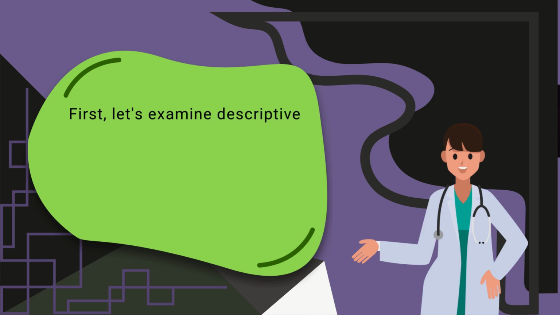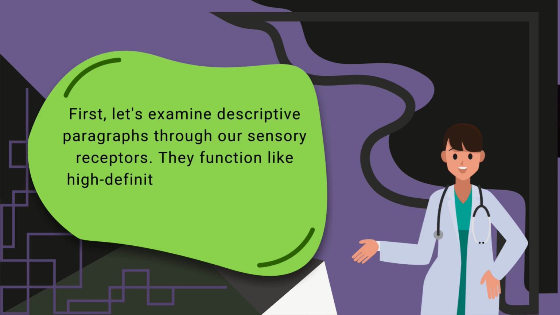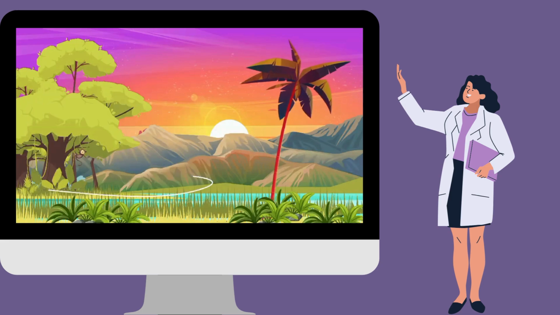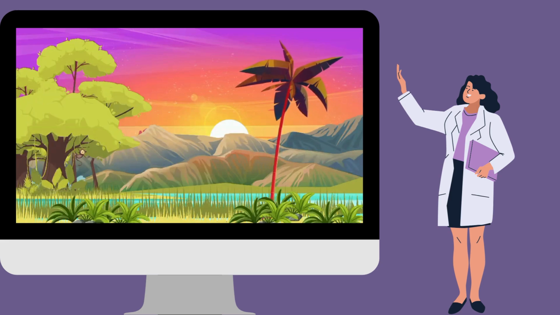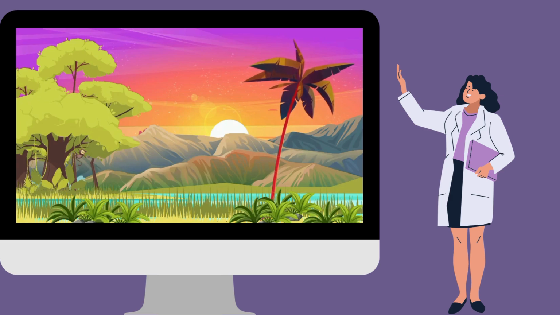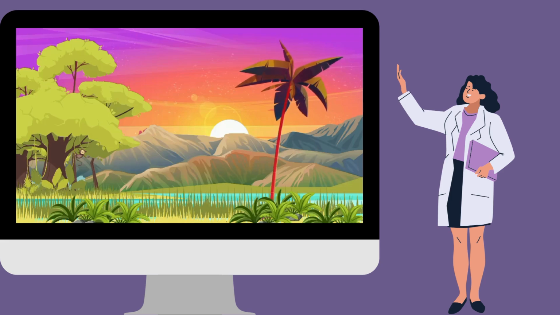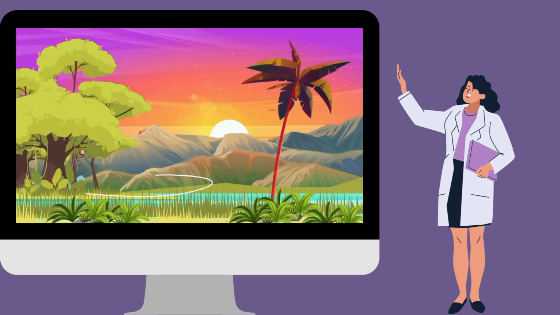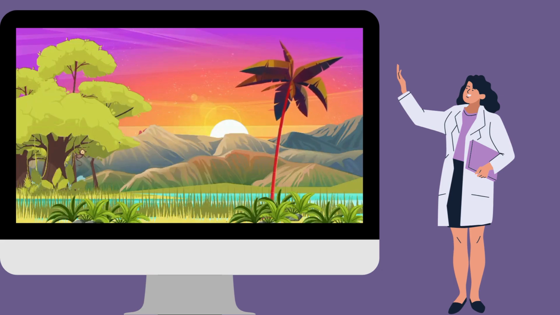First, let's examine descriptive paragraphs through our sensory receptors. They function like high-definition cameras for the mind. The sky blazed with hues of orange, pink, and purple as the sun dipped below the horizon. Wispy clouds stretched across the heavens, reflecting the sun's fading glow. The gentle breeze carried the salty scent of the ocean, and the rhythmic sound of waves added to the peaceful atmosphere.